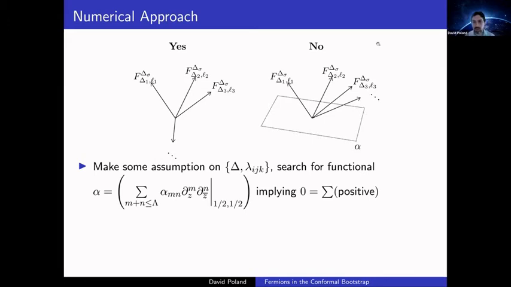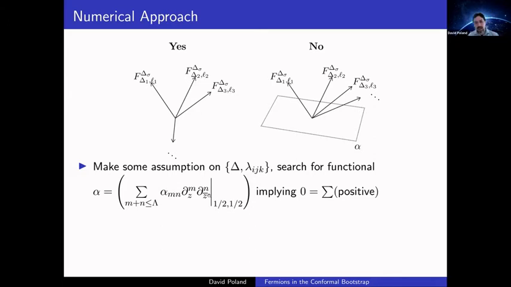And then in this right-hand picture, you can't sum these vectors with positive coefficients to get the 0 vector. So the basic idea behind the numerical approach to the bootstrap is to ask a computer, can you find a separating plane that puts all these vectors or functions to one side of it? And in practice, the way we do that is by applying a functional to the crossing equation. We look for linear combinations of derivatives with respect to the cross ratios up to some order capital lambda.